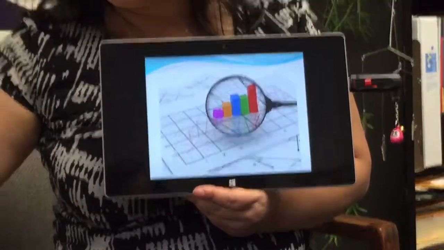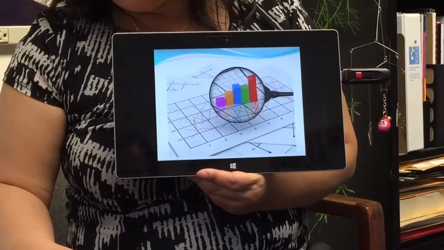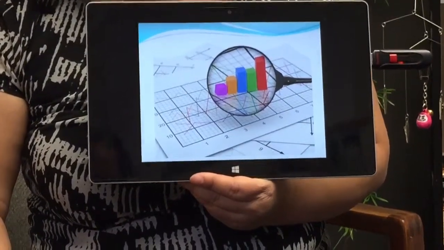Once your experiment has been completed, you would collect and analyze the data to determine if it supports your hypothesis or not.